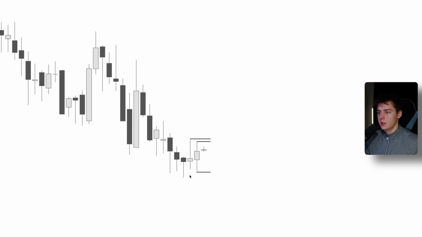But what else can we see? We have already taken out the opposite direction of market participants right in here. So this entire candle low, so basically the previous day, has already taken out market participants who have set their stop loss below the previous day low of this entire candle.